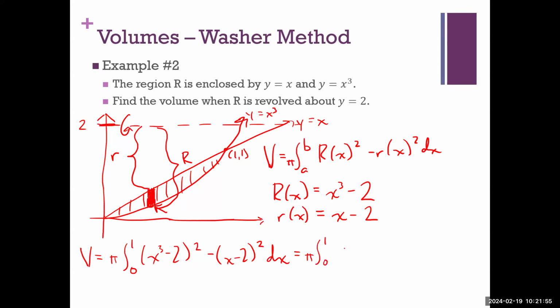It is, and we're going to have to do some algebra to make it a little more digestible. But what is x cubed minus 2 squared? That should be x to the 6th minus, not 2, minus 4x cubed plus 4 minus x squared plus 4x plus 4 dx, I believe.